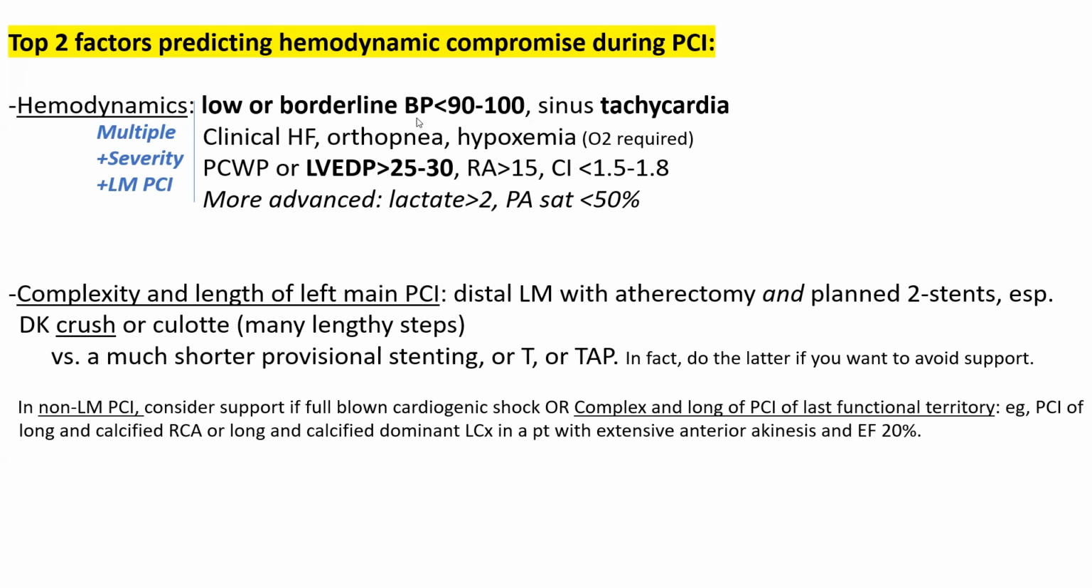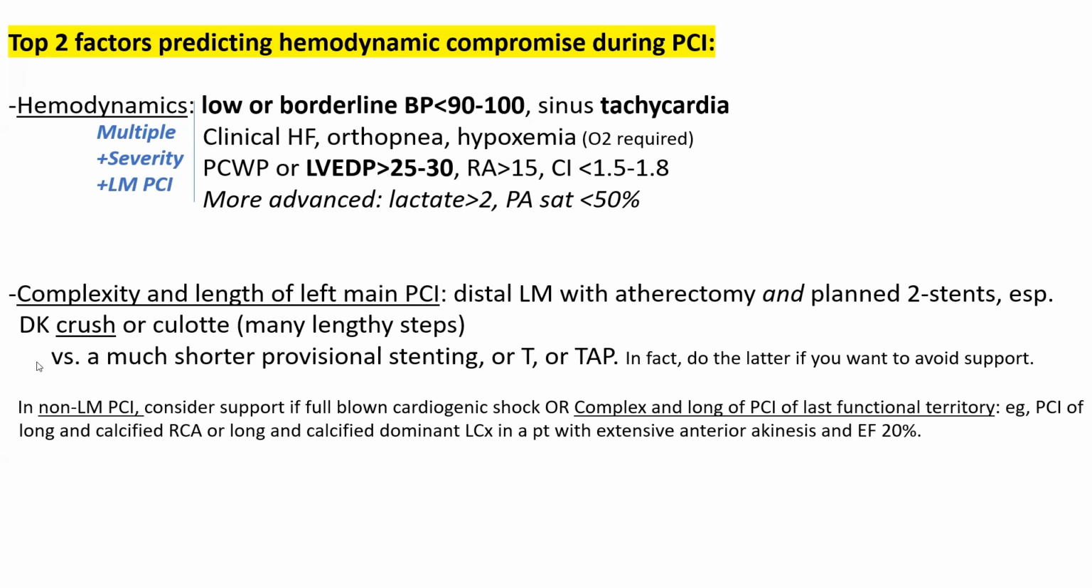Also, the severity of each. Is the blood pressure 95 or is it full-blown less than 90? So they have to be multiple, and I account for the severity of each. And generally, when I have multiple of those and severe, mainly in the setting of left main PCI, this is when I consider LV support.